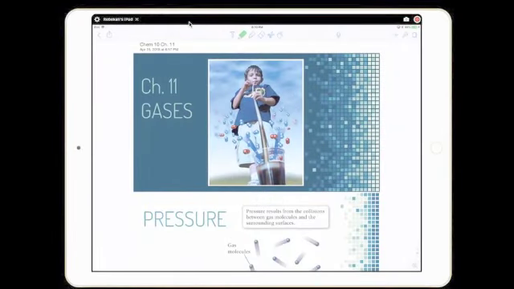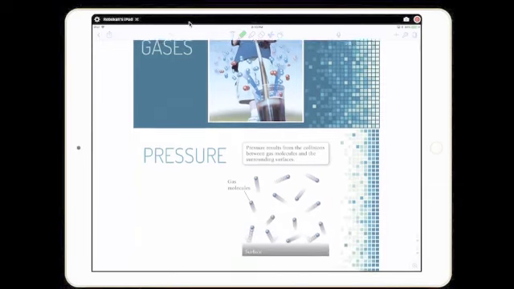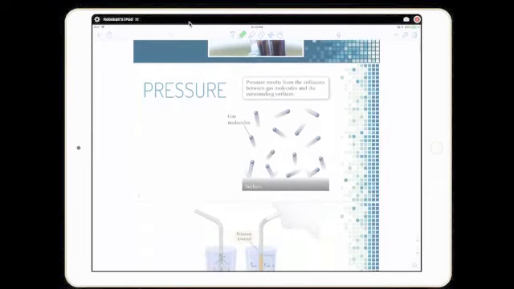Alright, y'all, we are going to get into chapter 11. Chapter 11 is going to cover gases and gas laws. First, before we talk about gases and gas laws, you've got to understand what pressure is.